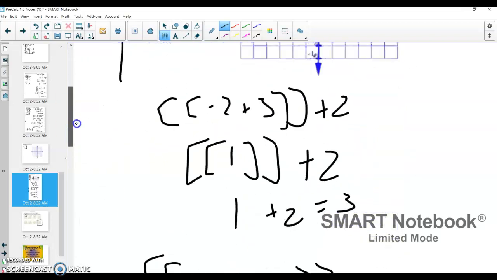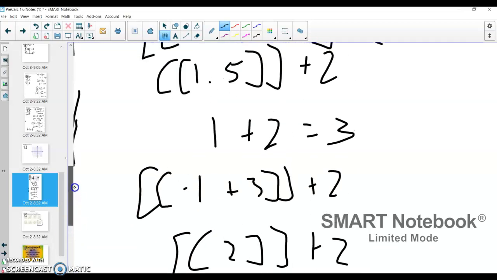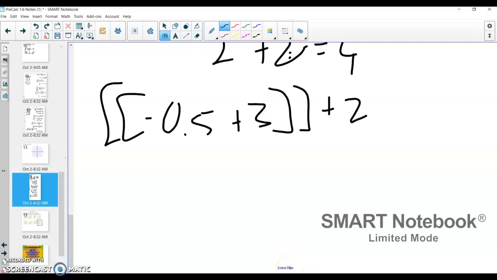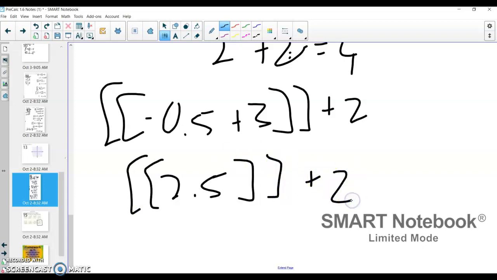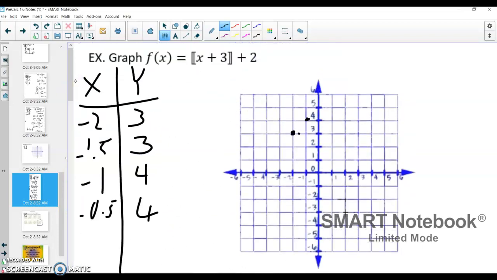And lastly, we're going to plug in this negative 0.5 plus 3 in the double brackets, plus 2 on the outside. That's going to give me a positive 2.5, still in the double brackets, plus 2. Now 2.5 is not a whole number, so it's got to round down, and that's going to round down to 2 plus 2 equals 4. So I get 4. And you can see what I meant when I said I get double outputs here. Plugging in these numbers, because I'm rounding down, is creating this situation where I'm getting the same output multiple times.